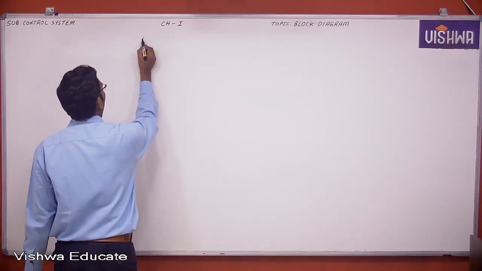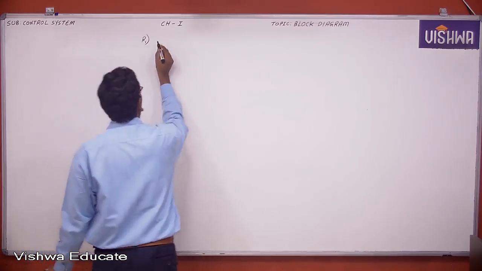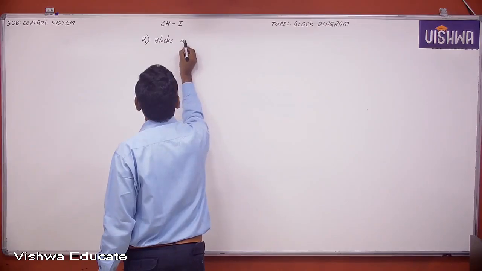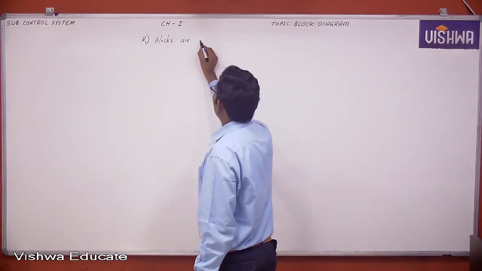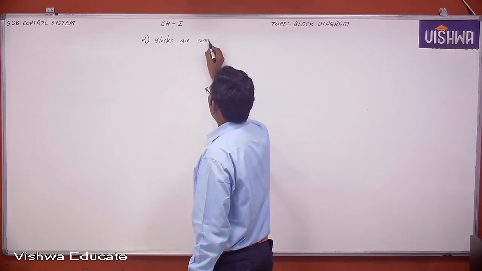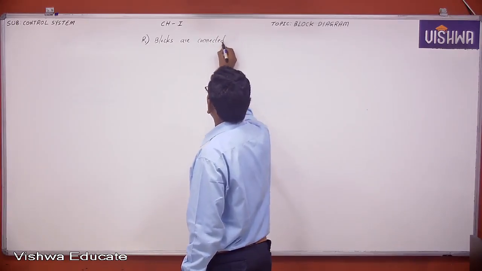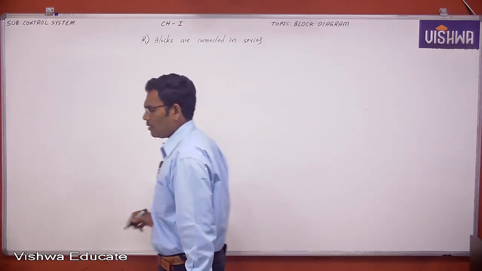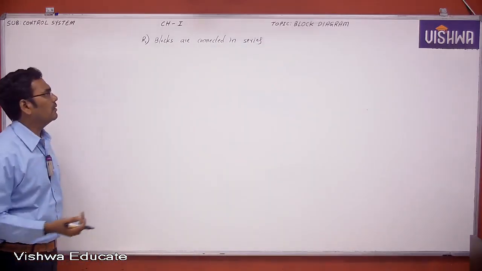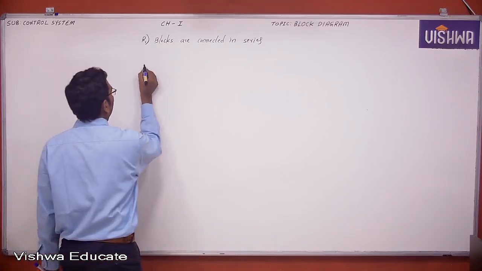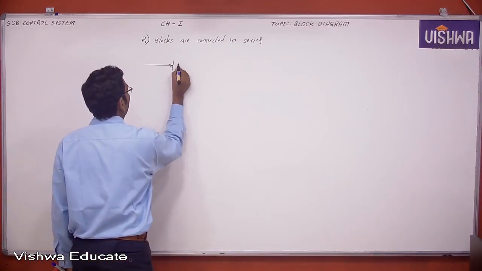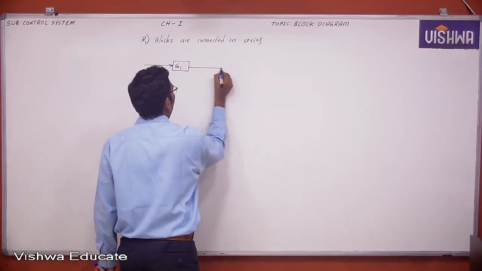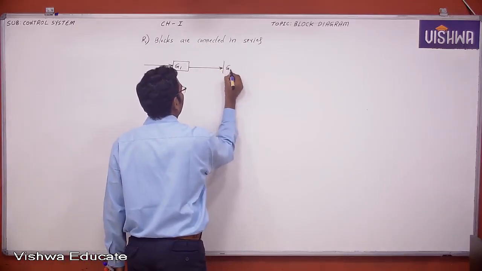Now, this is rule 1. Blocks are connected in series. When more number of blocks are connected in series, how to minimize that? Let us take an example like this. Sometimes in your block diagram the situation may be like this.